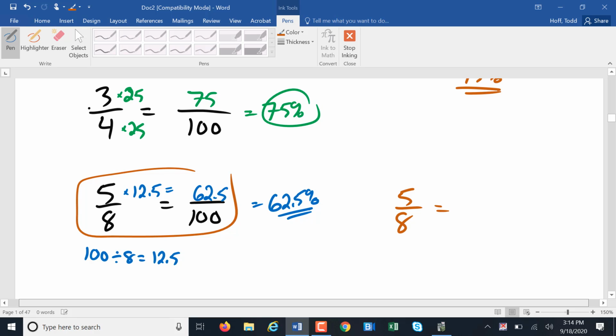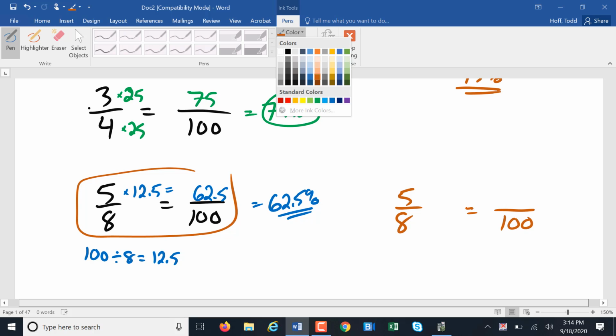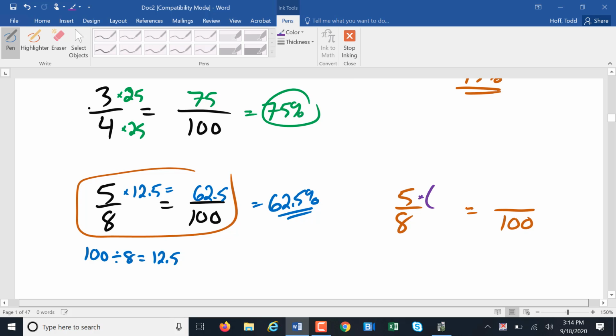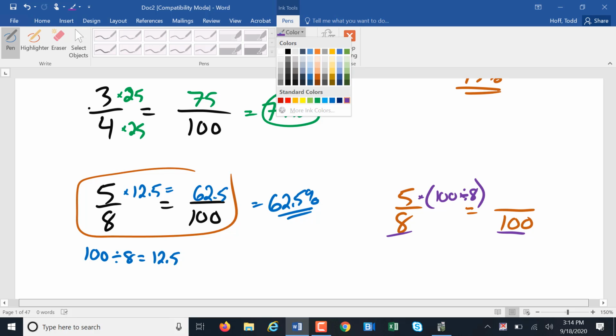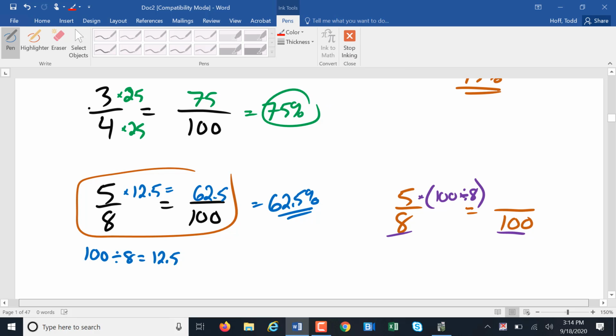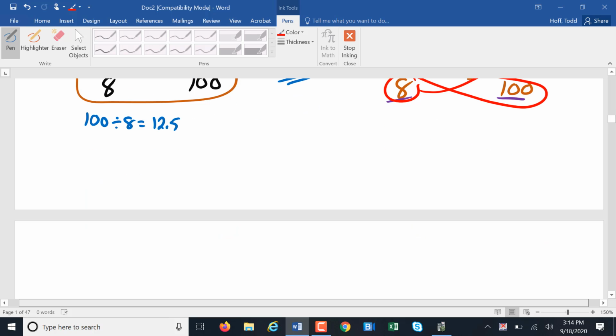What we really did there, we took 5 times 100 divided by 8. This happens often enough that a shortcut, or strategy, has developed: we notice the two numbers that are diagonal with each other get multiplied, 5 times 100. The other number that's diagonal with the missing piece, we divide by.